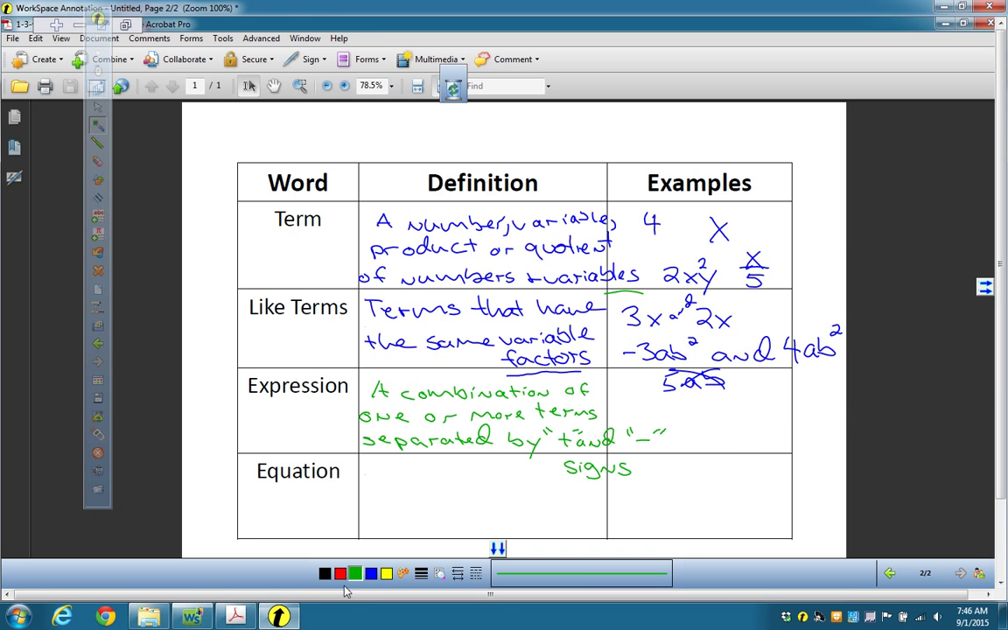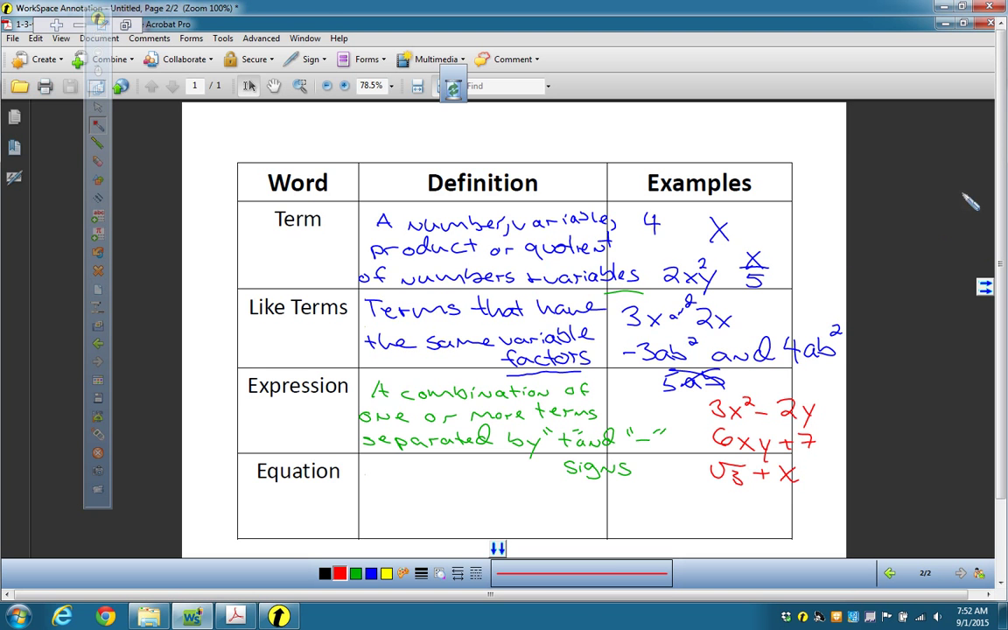So for example, an expression might be like 3x squared minus 2y, or 6xy plus 7, or square root of 3 plus x. Those are all expressions made up of more than one term. I guess you can have an expression with one term, right? But it's not very exciting, okay?